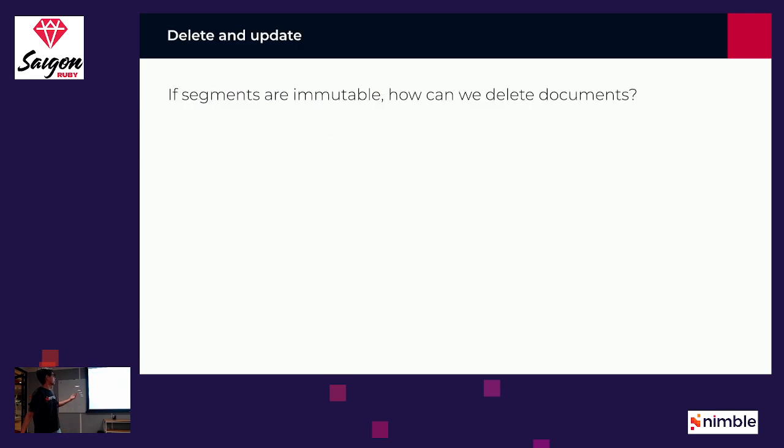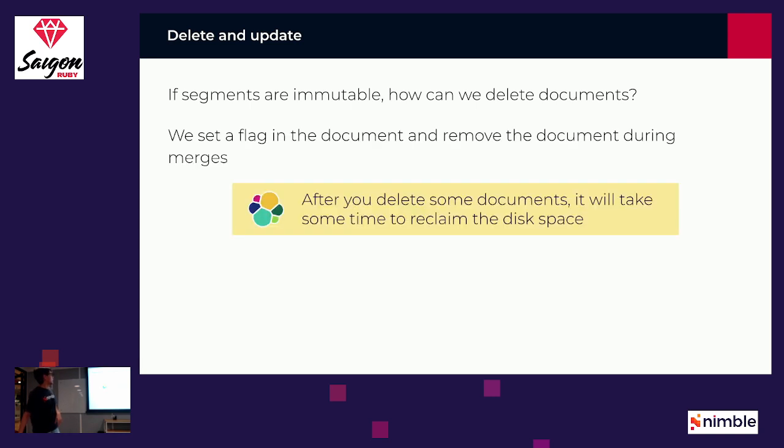And here's a final bit, delete and update. So if segments are immutable, how can we delete documents? Because like I said, you're not allowed to touch the old one. You're just allowed to write to a new one. So how do you delete? Well, we cheat a bit. We set a flag in the document that tells, hey, this document is dead. If you see it during the query, it means this document is gone.